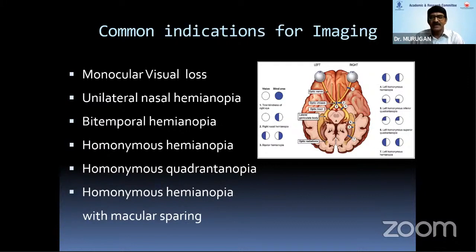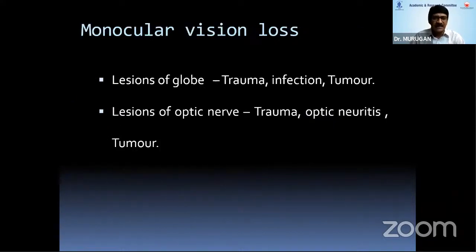I have planned in such a way that we'll be going from front to back. These are some of the common indications. I'll be approaching it from this point of view, especially globe injuries and lesions from the globe. The indications are: monocular visual loss, unilateral hemianopia, bitemporal, homonymous hemianopia, then depending on the quadrant, superior or inferior quadrantanopia, and of course, homonymous hemianopia with macular sparing. Now, coming to the first indication, monocular vision loss, may not be in the order of occurrence, but lesions of the globe also we need to assess: trauma, infection, and tumor.